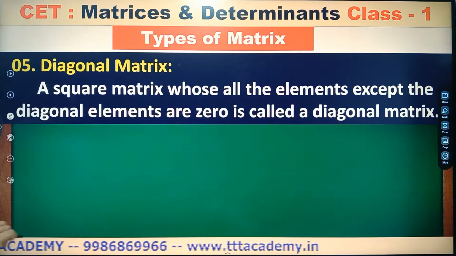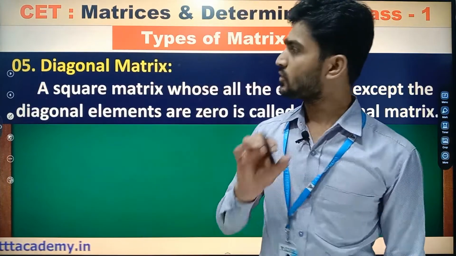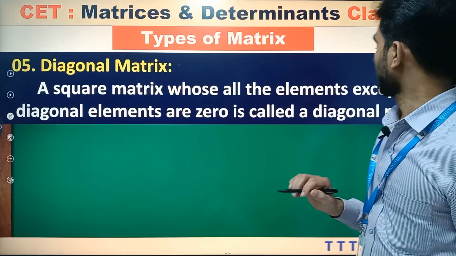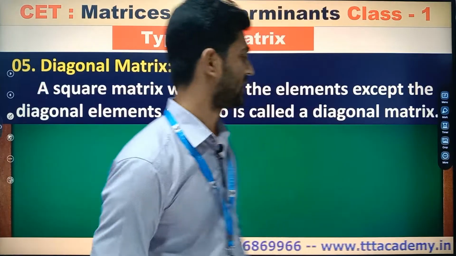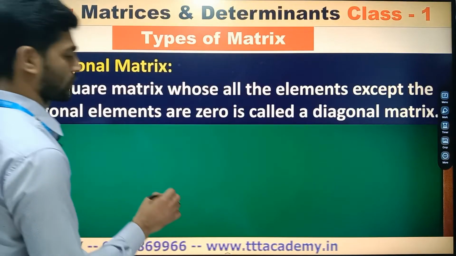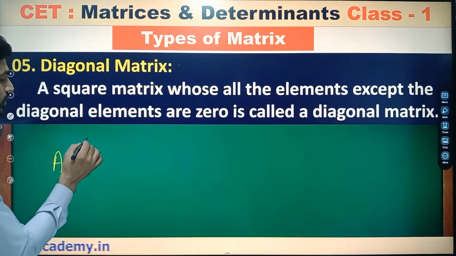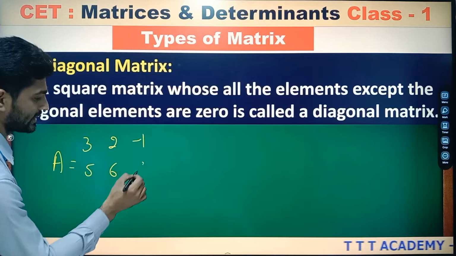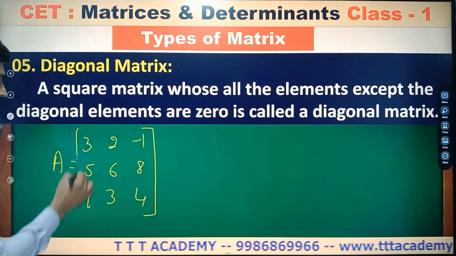Next, dear students, is the diagonal matrix. Another type is the diagonal matrix. So what is a diagonal matrix? The matrix whose all the elements except the diagonal elements are 0. I mean that, suppose you consider any square matrix, for example, suppose A equal to 3 2 minus 1 5 6 8 1 3 4. This is a square matrix, we know that, right?